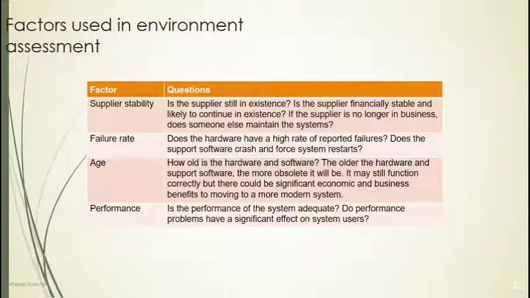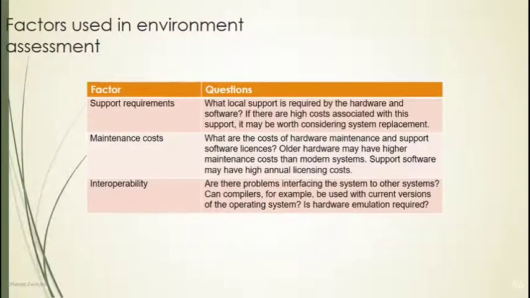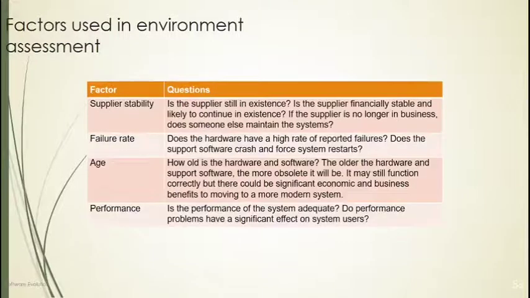One is supplier stability, second one is failure rate, third one is age, fourth one is performance, fifth one is support requirements, sixth one is maintenance cost, and seventh one is interoperability. So we'll see one by one.